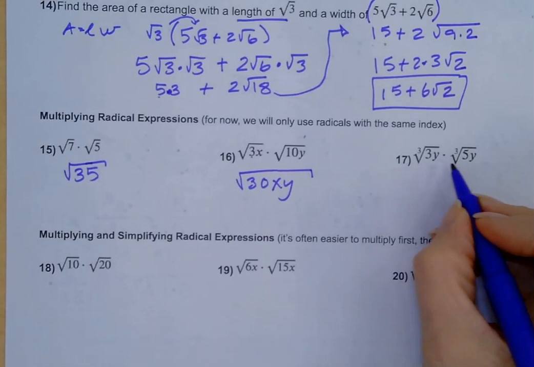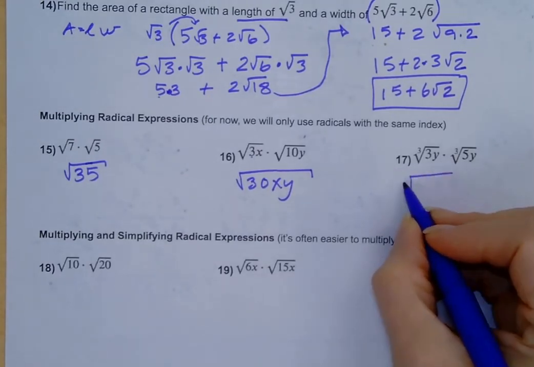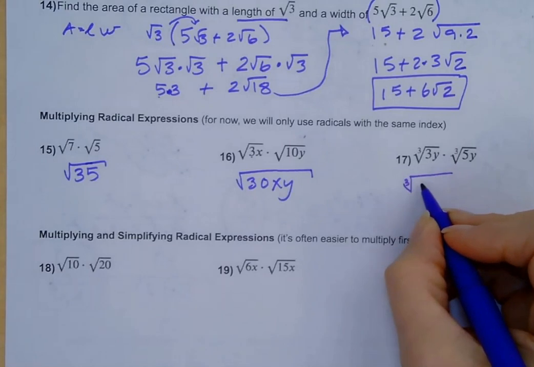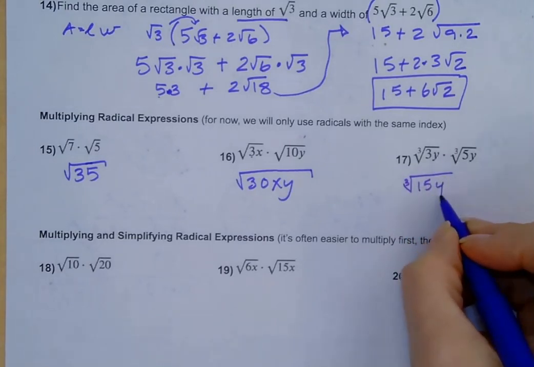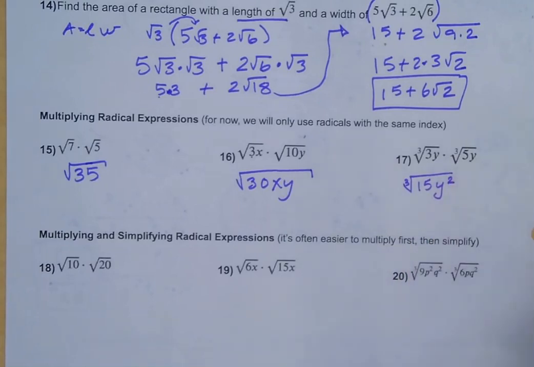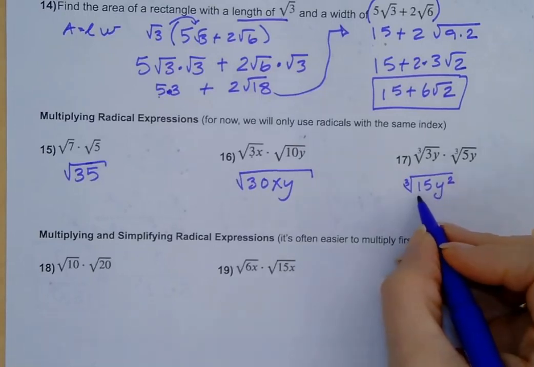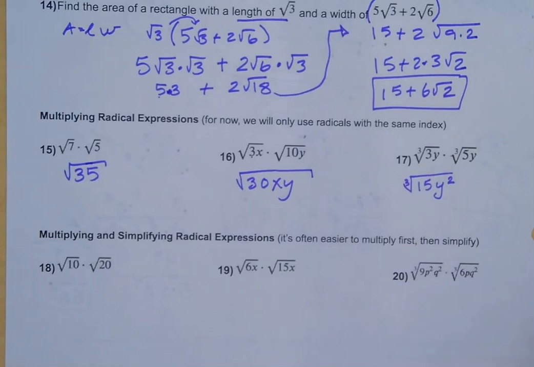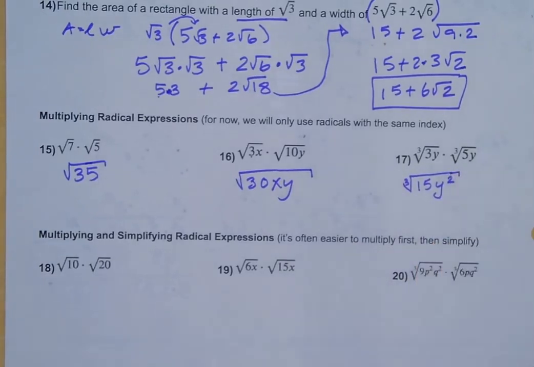Okay, these have the same index. They're cube roots, both. So I'm going to say with the product rule, I can multiply everything together. I have 3 times 5 is 15, and y times y is y squared. So remember, I'm looking for things that have perfect cubes as factors. And 15 is 1 times 15 or 3 times 5. No perfect cubes in there. Y squared doesn't have a big enough exponent to break down, so that's it. That's what I do.